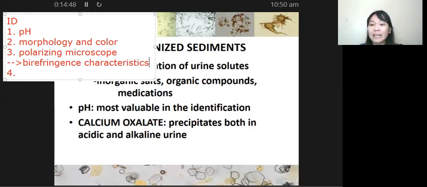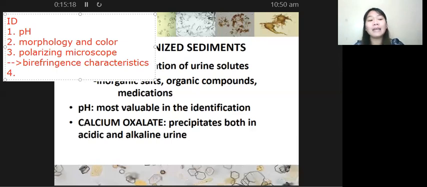So merong mga crystals ang birefringent, moderately birefringent, strongly birefringent, so on and so forth. And it helps us, especially kung kunwari man na may mga crystals na magkakamukha. Okay, so to differentiate similar looking crystals, we can make use of your polarizing microscope.